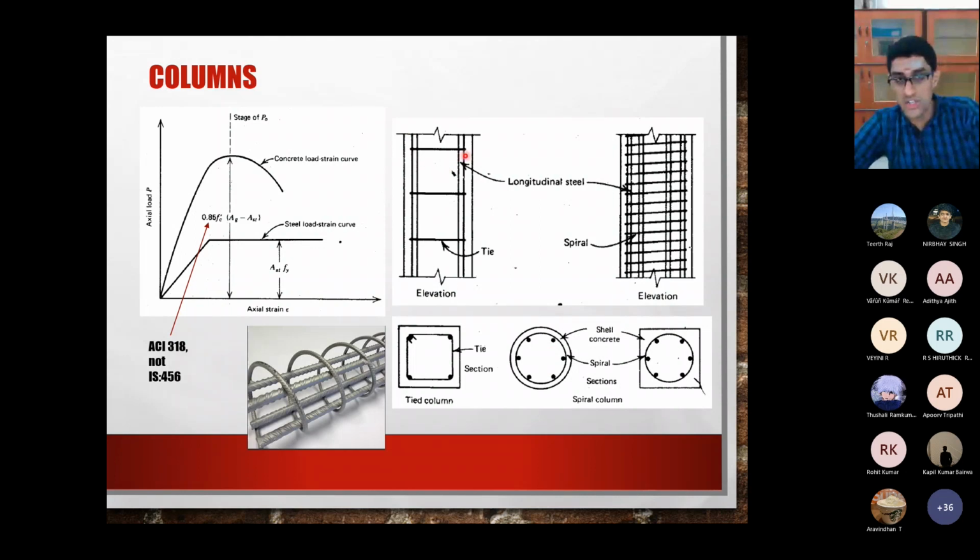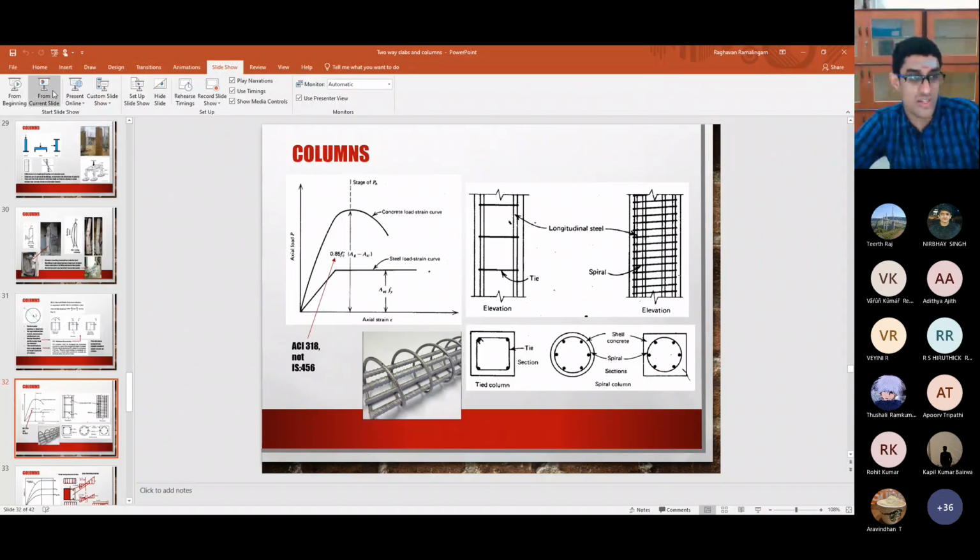And of course, you have to give ties. Okay, these look like stirrups, but they are not stirrups. The function is not the function of a stirrup. So these are known as ties, even though they look the same as the stirrups. But the purpose of giving this tie is not exactly for shear. So they can take shear.